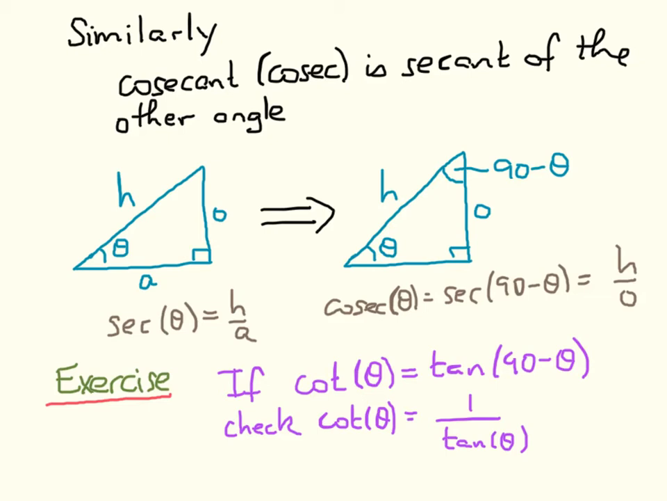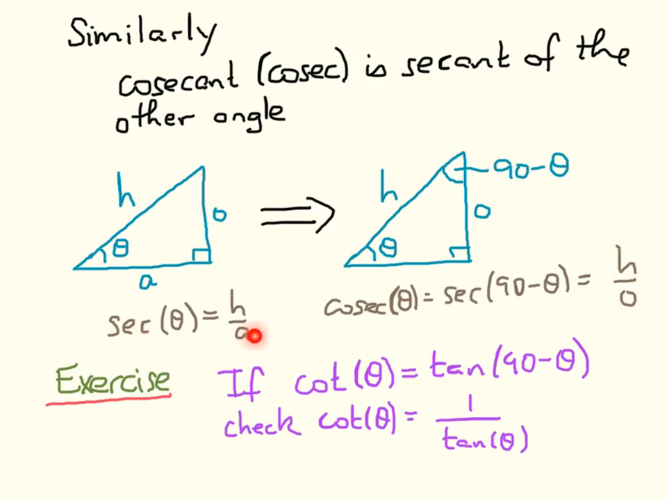So now, having thought about tangent and secant, we get cosecant and cotangent for free. The cosecant, or cosec, is the secant of the other angle in a right angle triangle. So if we say that sec theta is this over this, then cosec of theta is going to be the secant of this angle, 90 minus theta. So it is going to be the hypotenuse divided by the adjacent to this angle, which is the opposite of this angle, so it's h over o.